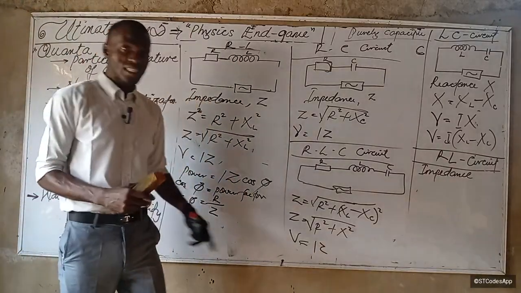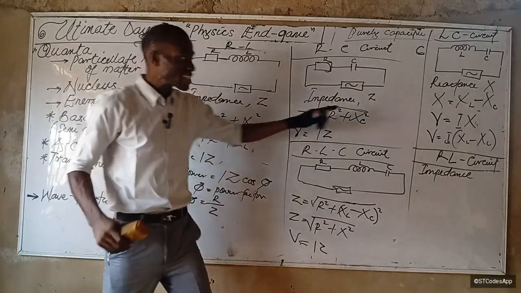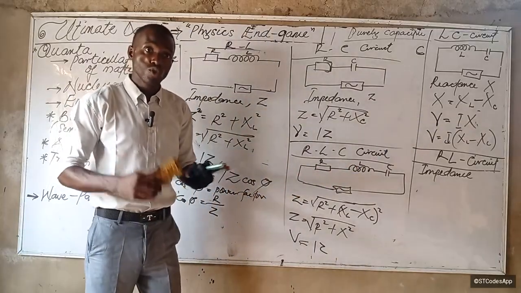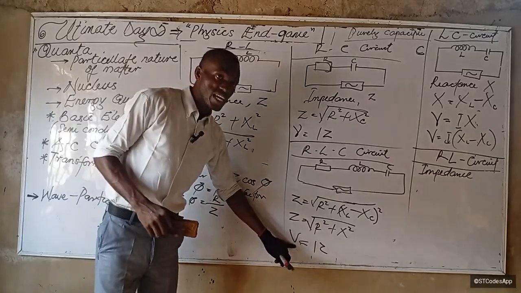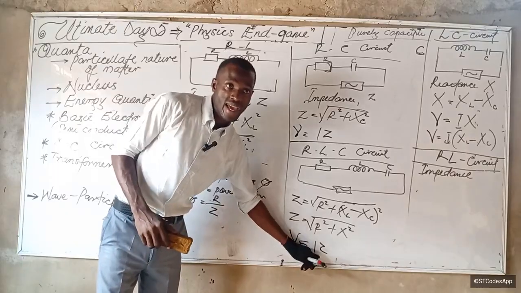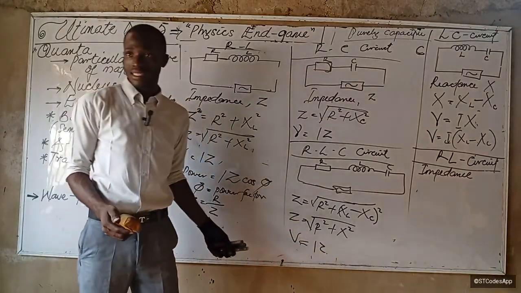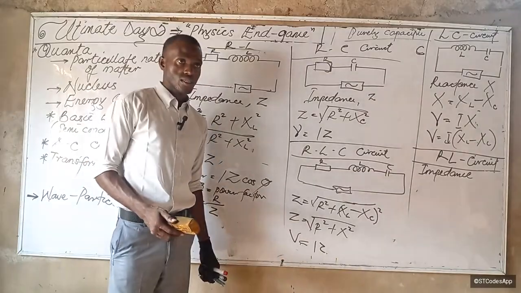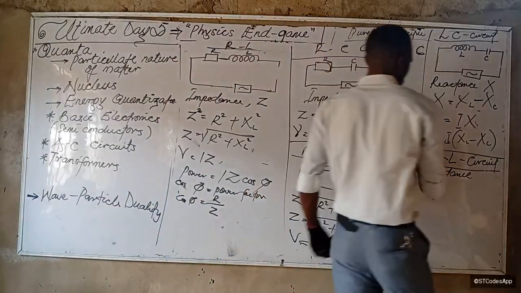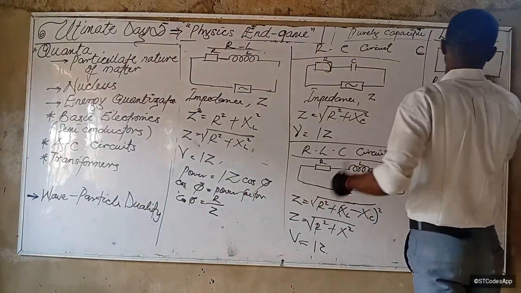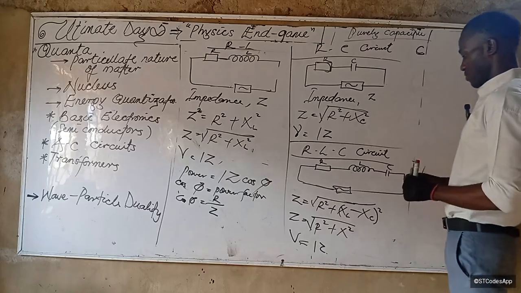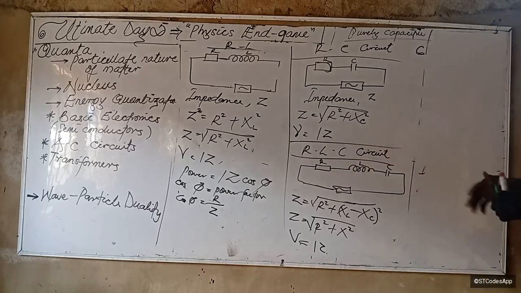All the voltages we are calculating so far are instantaneous. Because we are looking for root mean square value, it will be V RMS equal to I RMS times Z. If it's peak value, V naught equals I naught times Z. So we now have this. This is the case of an RLC circuit.